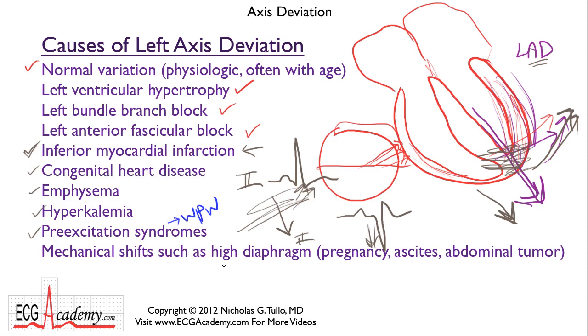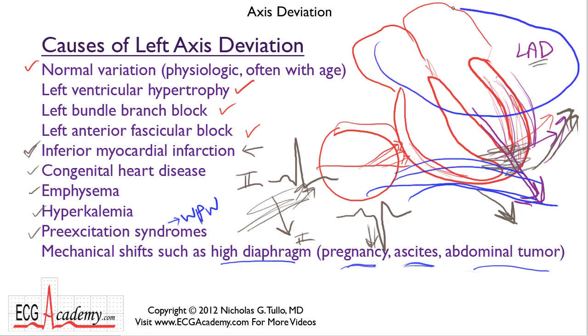Of course, if the diaphragm is pushed upwards for some reason, like by a large uterus or fluid in the abdominal cavity, such as you'll get with ascites, or if there's a big tumor in the abdomen that pushes the diaphragm up, well, that will physically shift the heart to lie more horizontally and then your axis winds up shifting leftward. So that's more of just a mechanical shift rather than an electrical or a structural shift.